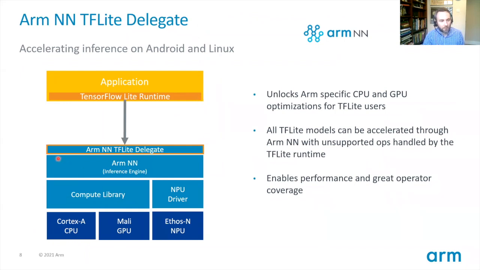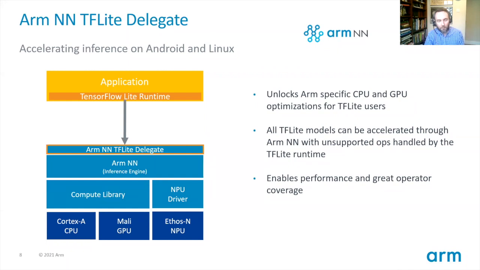Within that application, you will generally have a TensorFlow-Lite runtime component. Now, we want to enable the use of the ARM software stack. So in order to do this, we use the ArmNN TFLite delegate, which plugs directly into the TensorFlow-Lite runtime and doesn't have any messy dependencies or anything like that. What does this mean? Well, it unlocks ARM-specific CPU and GPU optimizations for TensorFlow-Lite users. If you're a TensorFlow-Lite user today, you can get the power of ARM optimizations by simply plugging the ARM software stack into your existing solution.